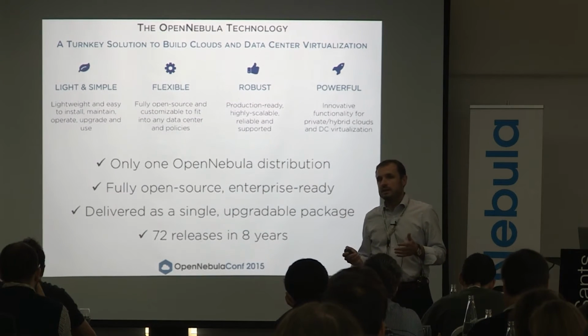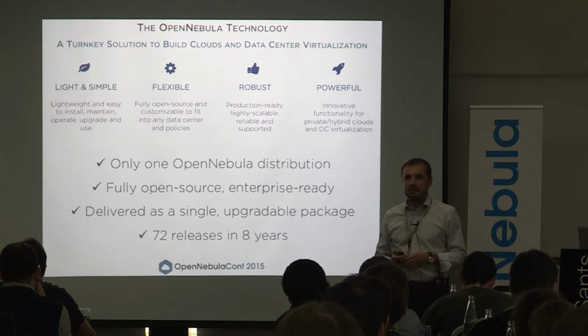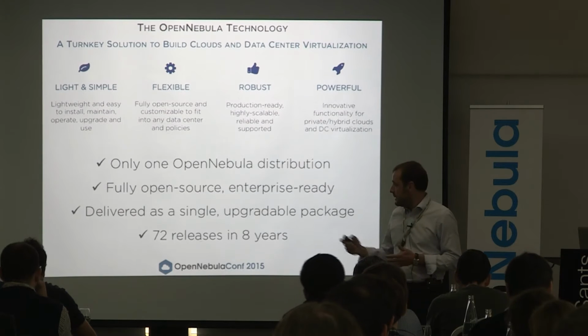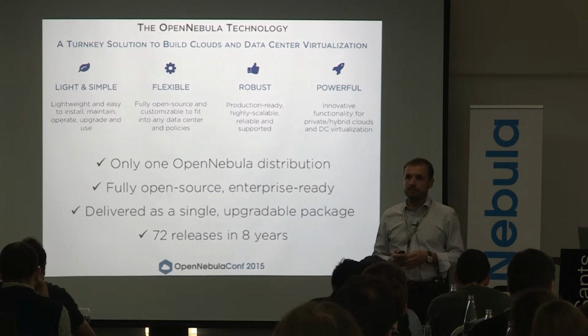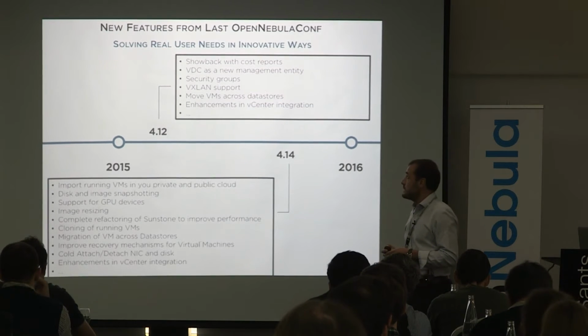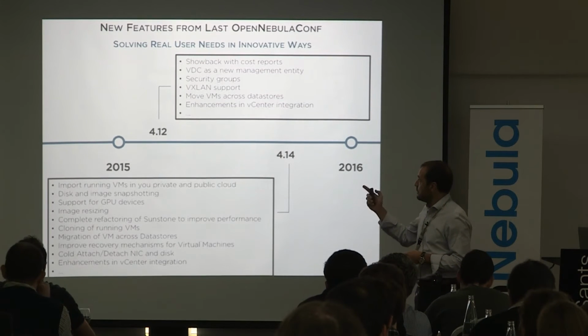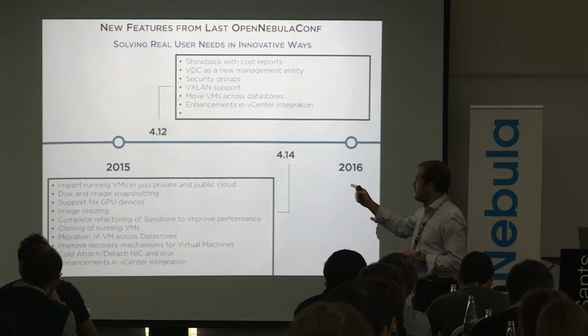We did our first release of the software 8 years ago. Since 2007, we have released 72 versions of the code. Since the last conference, we have released 2 versions of OpenNebula, 4.12 and 4.14.